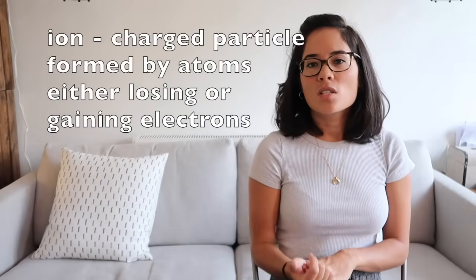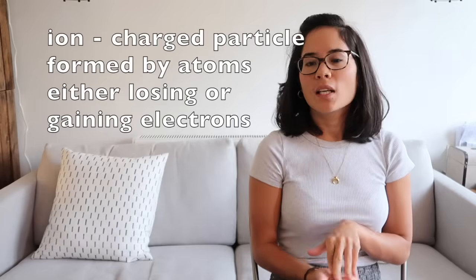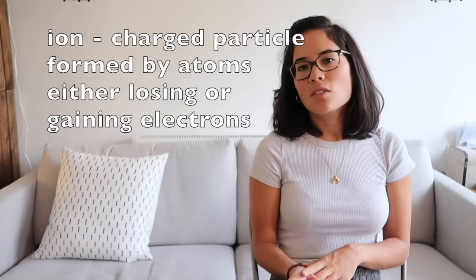So how is an ion formed and what is an ion? An ion is a charged particle which is formed from either gaining or losing electrons. Clearly, if they lose electrons, they lose negative charge, so therefore they become positive. If they gain electrons, they gain negative charge, so they become negative.